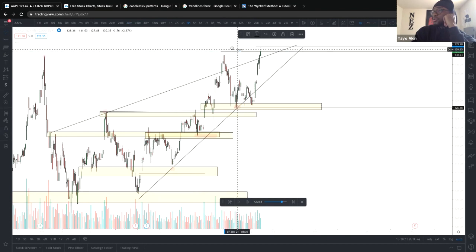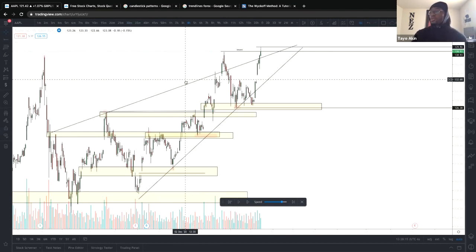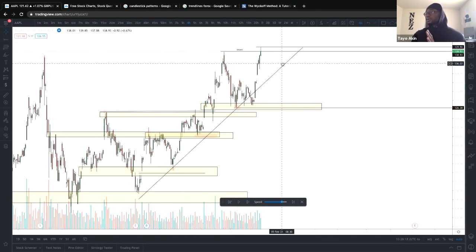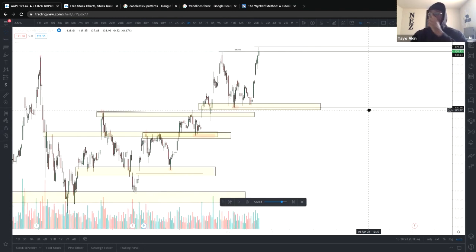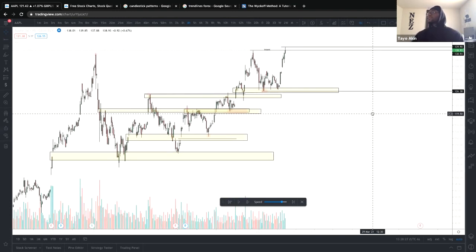So the question is, where can we buy? When this happens, get rid of all these trend lines. It's just noise now. You want to refresh your chart. You can keep the zones, all that other stuff doesn't matter. So now my question is, where can I buy again?